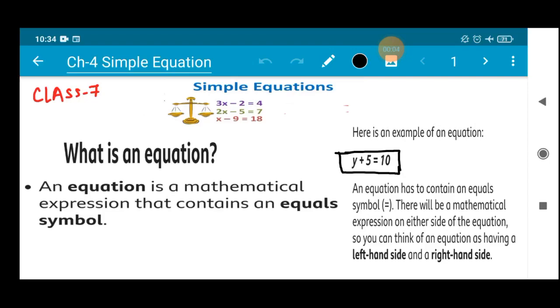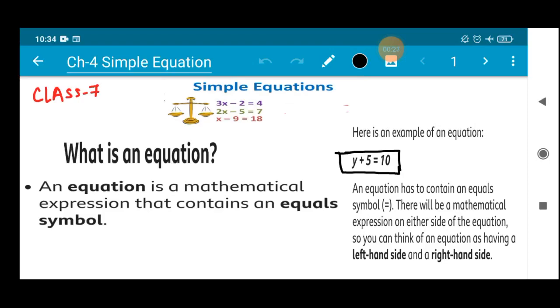So in today's session we are going to start a new chapter, that is simple equation from math NCERT. Alright, so this belongs to chapter number 4 from your book. The name is very much familiar to you all, the simple equation. Simple, you all know the meaning, it's not very complex, it can be considered a simple one.